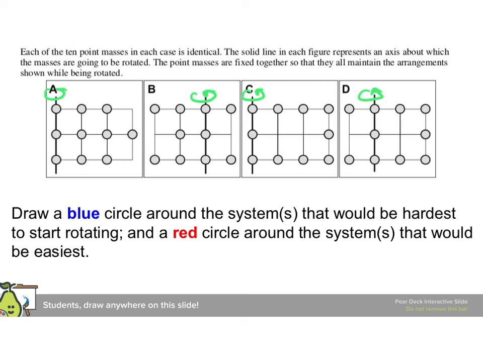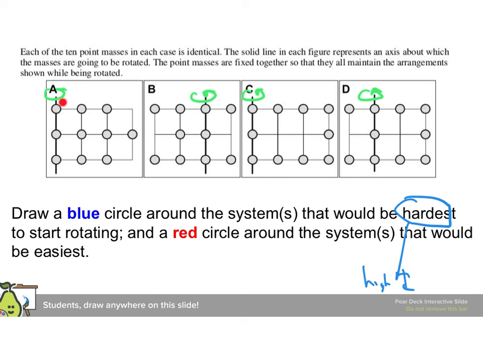And we want to draw a blue circle around the system or systems that have the hardest time starting to rotate, and a red circle around the systems that would be the easiest. But remember that this phrase means high rotational inertia. So we really want blue around the highest rotational inertias and red around the lowest. On the next screen, I'm going to compute them explicitly. Let's see if we can get some idea before we even go in.